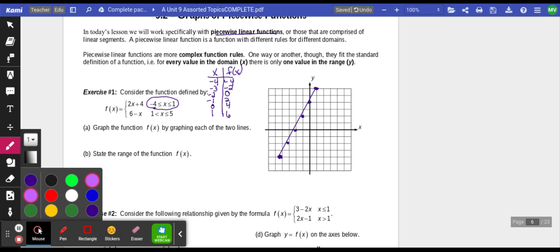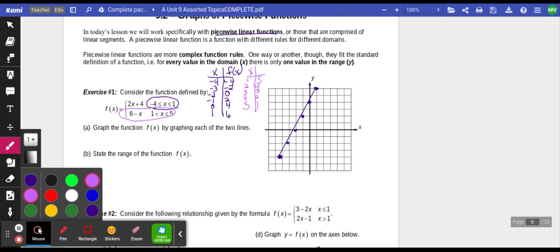Now I need to do the second part. For the second part, I make a new table, and for this table, I'm only doing from 1 to 5. Again, I can use my calculator to get those values, or I can substitute them in. On my calculator, when x is 1, y is 5; 2 is 4; 3 is 3; 4 is 2; 5 is 1.